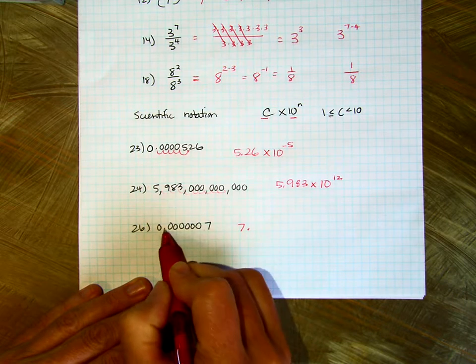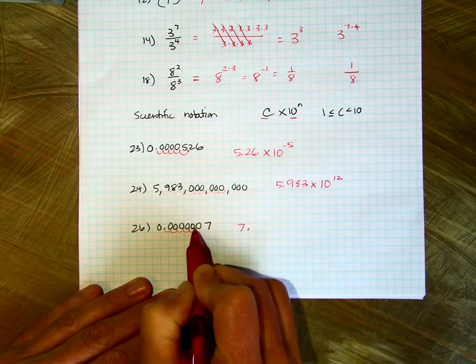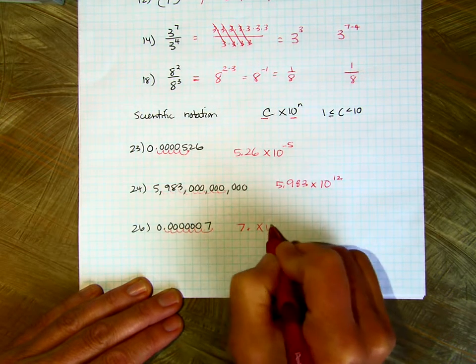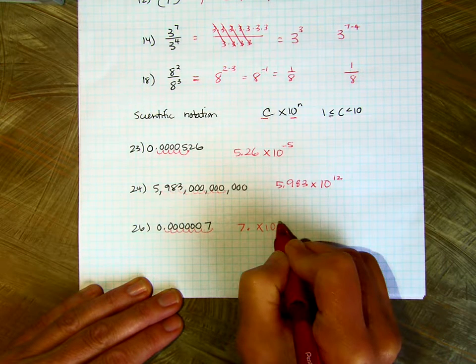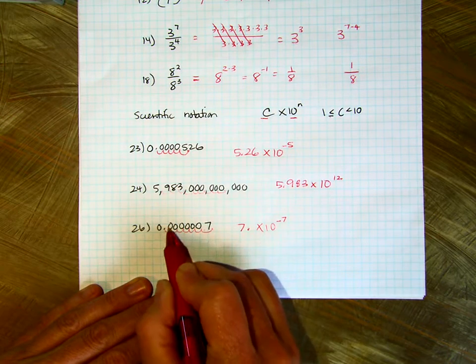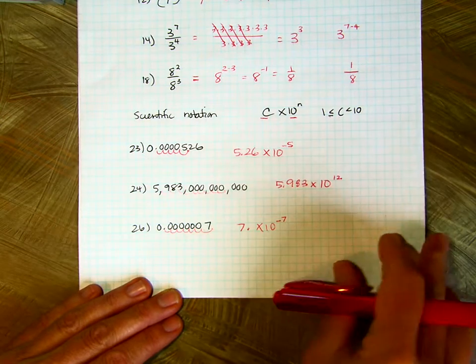So I need to move 1, 2, 3, 4, 5, 6, 7. So that's 10 to the negative 7. I have to tell the reader to move it back 7 places.